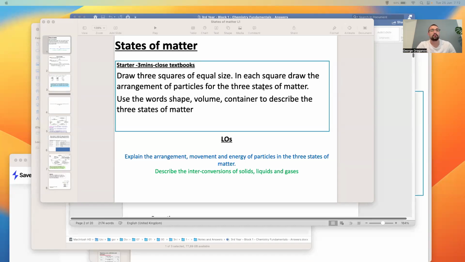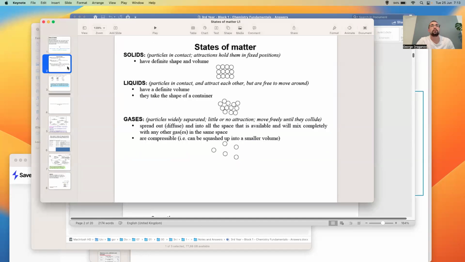Welcome to the first lesson, states of matter. So today we're going to learn what the three states of matter are, how the particles are arranged, so you'll be able to draw particle diagrams, and how particles can convert from one state to another. In the first instance, the three states of matter are solid, liquid, and gas.